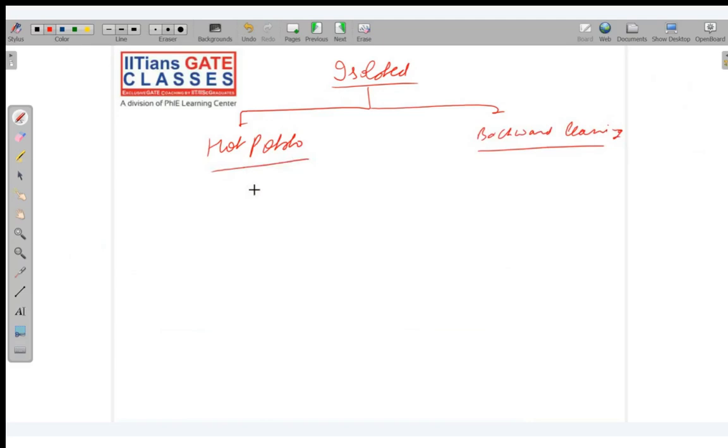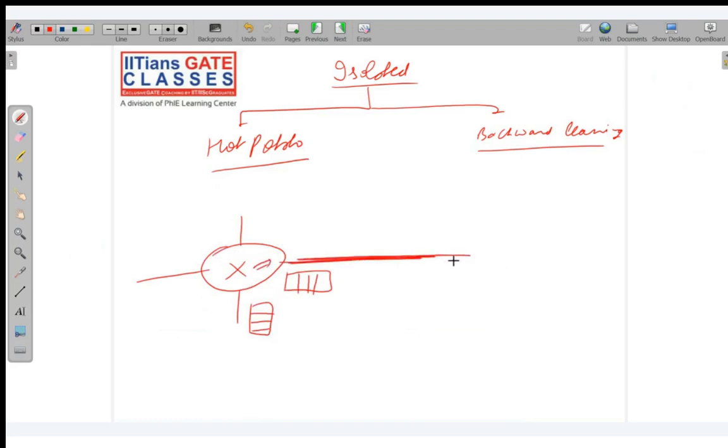Hot potato and backward learning. Hot potato, as the name suggests: each router has, say, 4 ports. With each port there is a queue of packets associated. Router speed is very high, it can forward the packet, but the bandwidth at this port is very less. So obviously the router will keep the packet in the queue. There will be a queue of packets attached with each port.